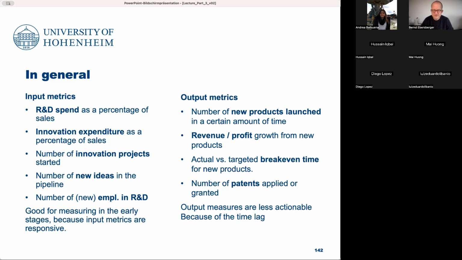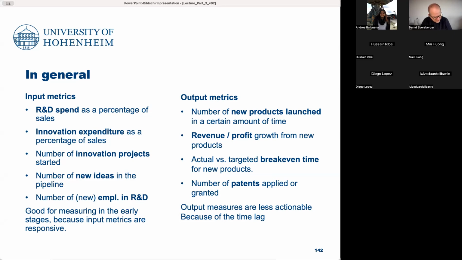Profit increase throughout the years. Yes, that's pretty close to what we have here. Break-even time of new companies. And you could argue that the number of patents applied or the number of patents granted could also be some sort of indicators of innovation output. Okay.